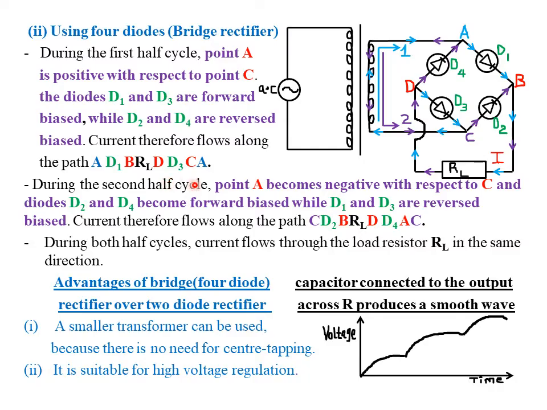Now, during the second half cycle, point A now becomes negative with respect to point C.